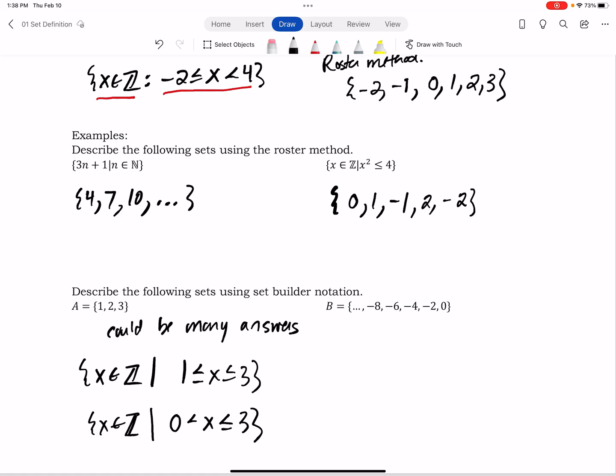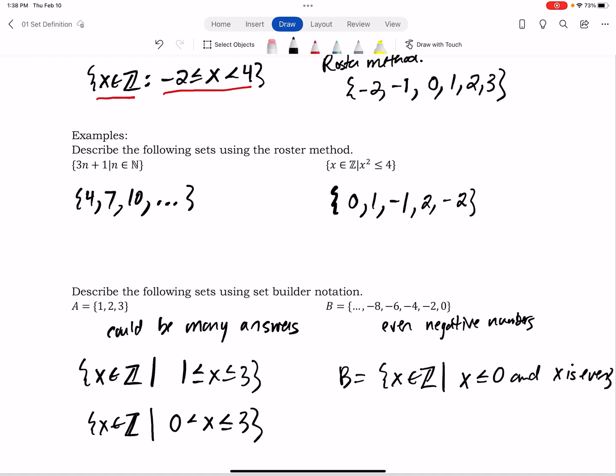Okay, B. These look like negative numbers, but only even ones. So even negative numbers. And notice that this set goes on forever. So I could say B is the set of all x in Z, the set of all integers, such that x is less than or equal to 0, and x is even. There's one way to describe it. I could say -2 times n, such that n is a natural number, and that would give me the same set.